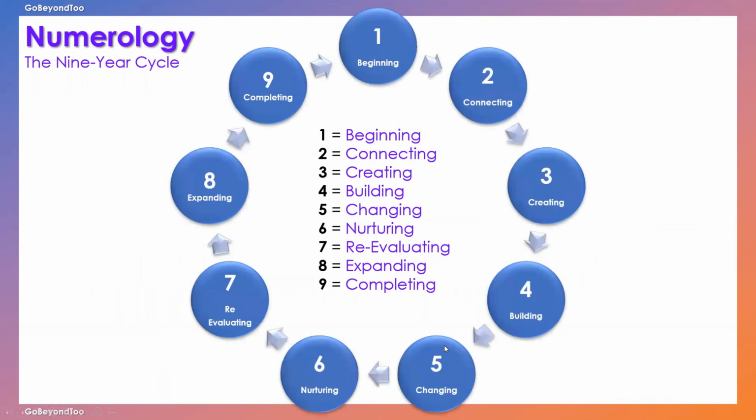In this 9-year cycle, 1 represents the beginning, 2 is connecting, 3 is creating, 4 is building, 5 is changing, 6 is nurturing, 7 is re-evaluating, 8 is expanding, and 9 is completing.